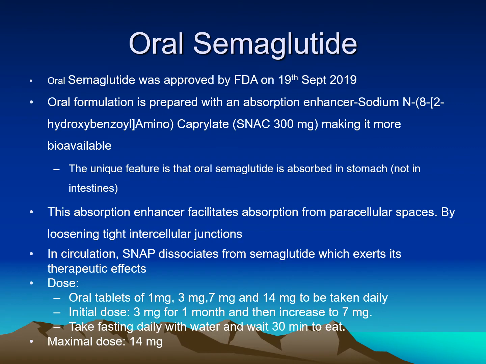Oral tablet is 1 milligram, 3 milligram, 7 milligram and 14 milligram. It is to be taken once in a day. Initial dose is 3 milligram for 1 month and then dose is increased to 7 milligram, and it is taken on fasting, and meal is to be taken half an hour later on. Maximum dose used in trials have been 10 milligram.